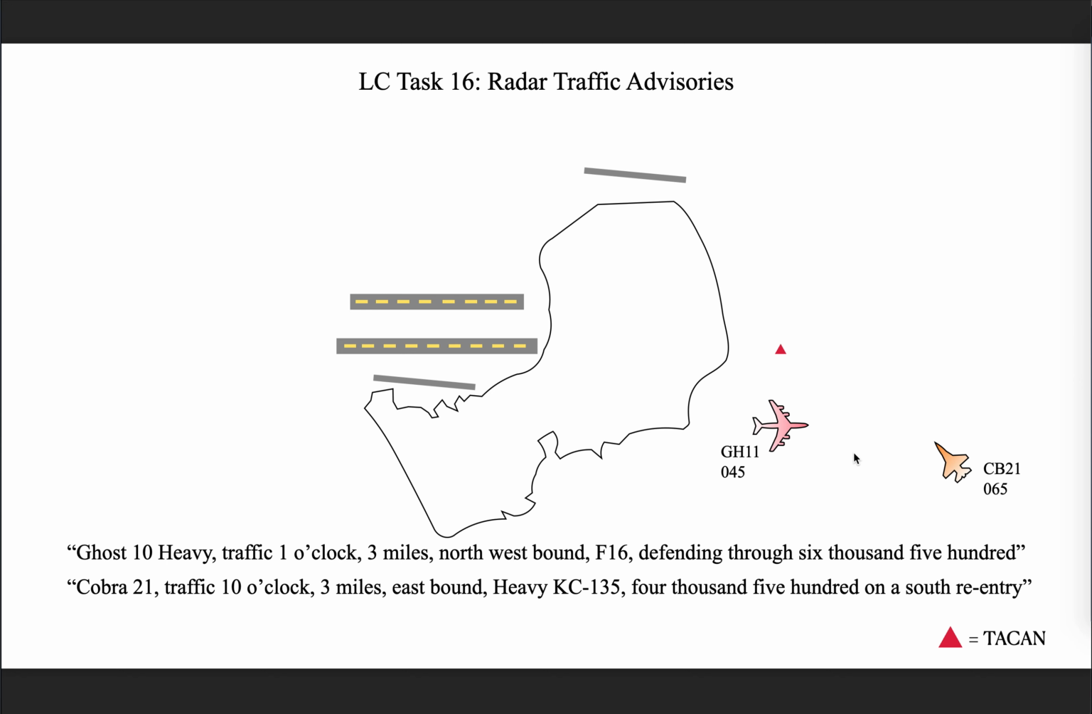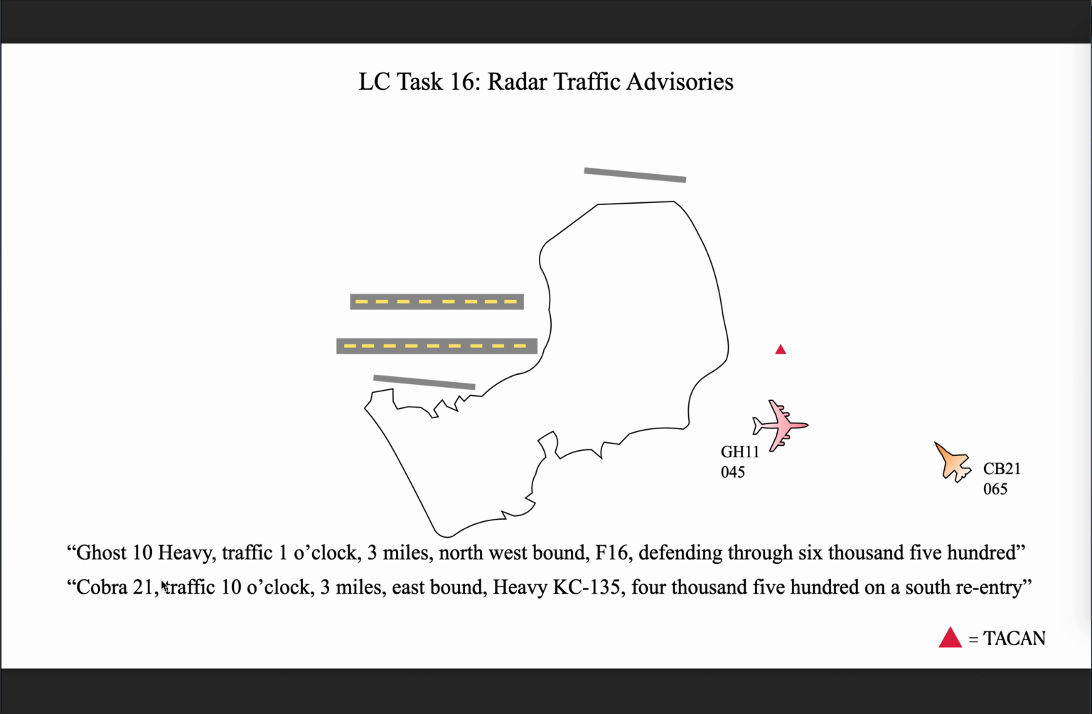So you're going to say something like, Ghost 10 Heavy, traffic 1 o'clock, 3 miles, northwest bound F-16 descending through 6,500. I know it says ascending, but it's descending. And then as soon as you read that to him, he'll probably say either not in sight or searching.